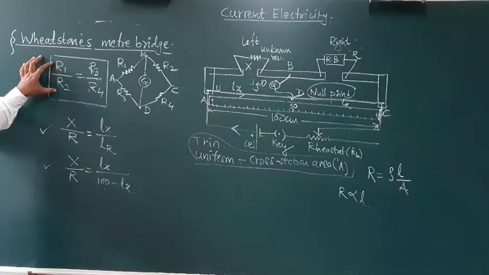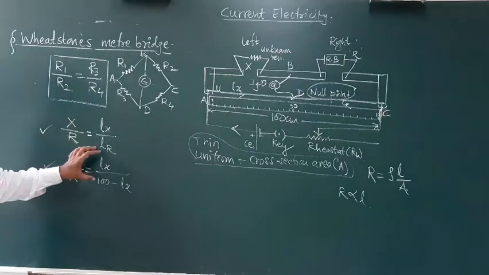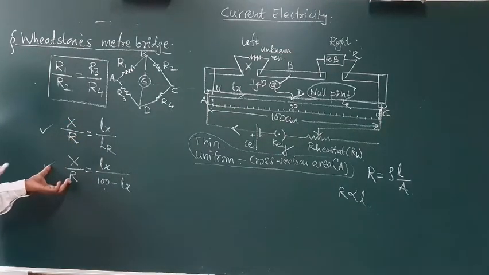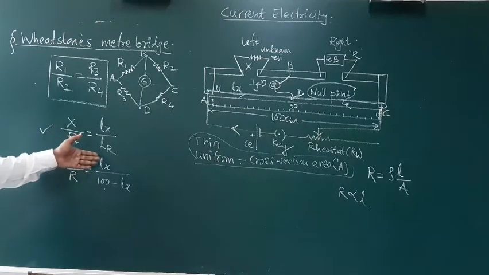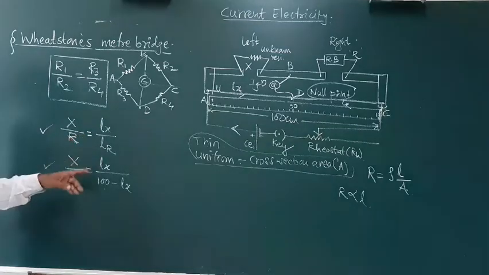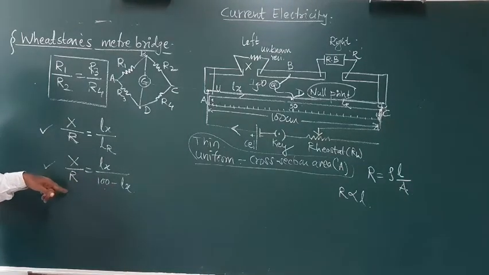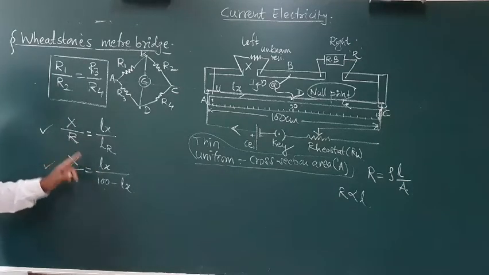This is the balancing condition: R1 by R2 equals R3 by R4. And this is the most important formula. With its help, we can find the unknown resistance, the left side length, the right side length, or the known resistance. If two or three values are given, we can find any one unknown value. How do you remember this formula? Left resistance upon right resistance equals left side length upon right side length.